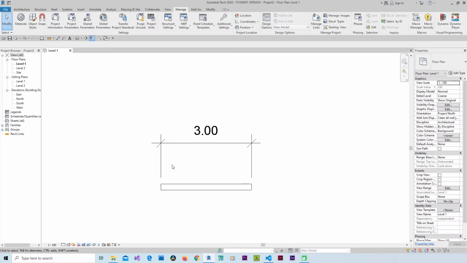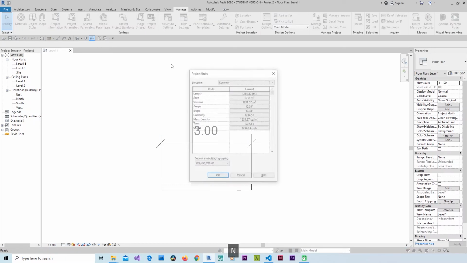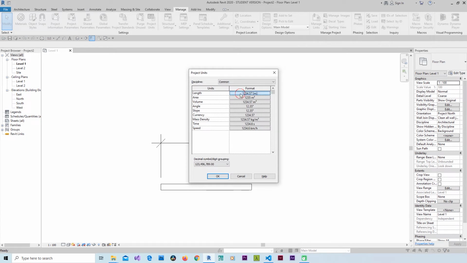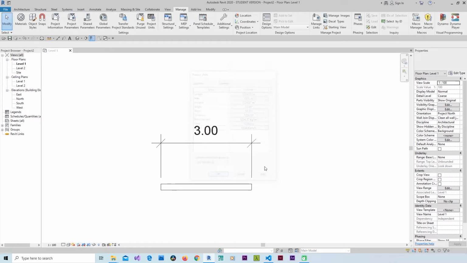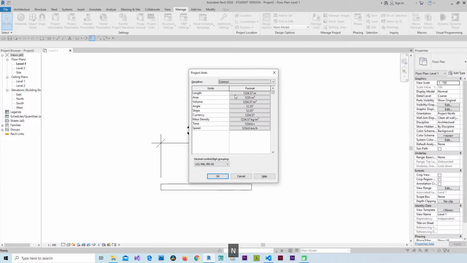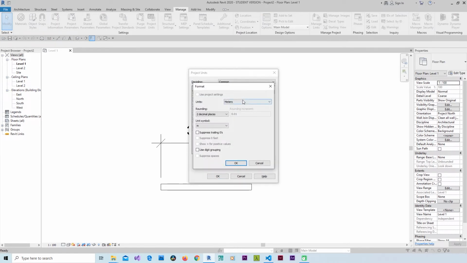Like this. This is 3 meters. We can go to units also and edit the unit symbol, and if we press it, it will be like this, 3 meter. We can go to Project Units and change the length.